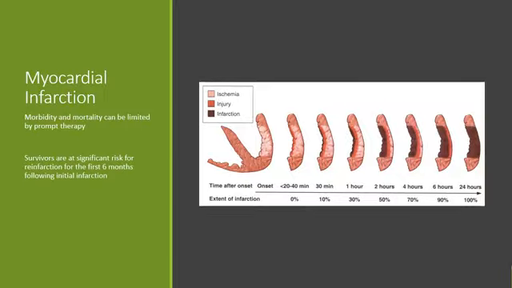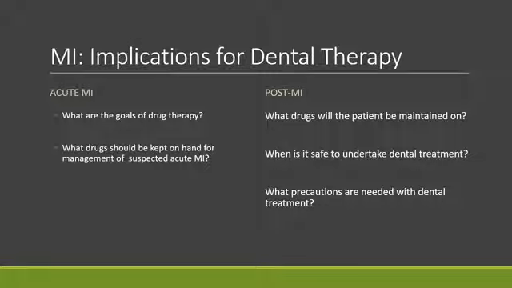So with myocardial infarction, the morbidity and mortality can be limited if we are able to promptly get them treatment and therapy right away. And so survivors are at significant risk for reinfarction for the first 6 months following the initial MI. In terms of implications for dental therapy for a patient that has an acute MI, what do we need to do?